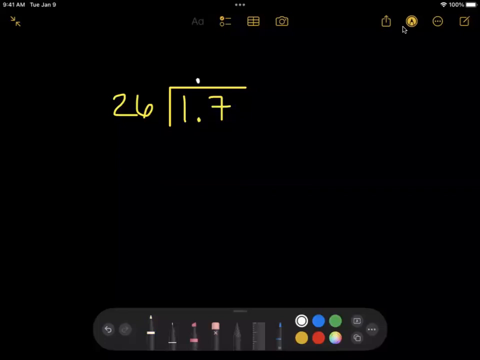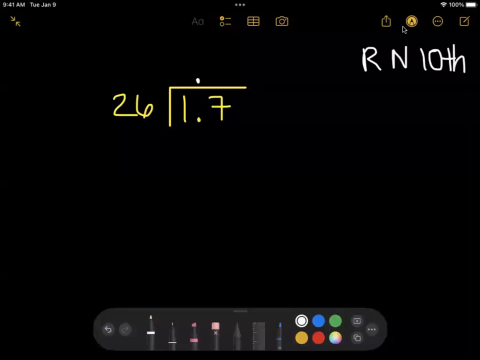Just so you know, we are going to be rounding this answer to the nearest tenth, because this is going to be one of those answers that goes on and on. So we're already going to round it to the nearest tenth.